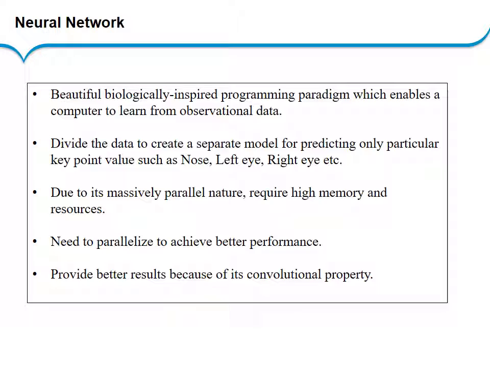And due to its massively parallel nature, neural network requires higher memory and resources of the machine. So there is a need to parallelize the performance of the algorithm to achieve better results. To do so, we have verified different parallelize operations to achieve better performance. And by implementing this algorithm, we knew that it provides better results because of its convolutional property.